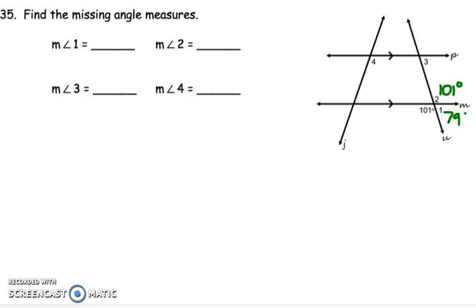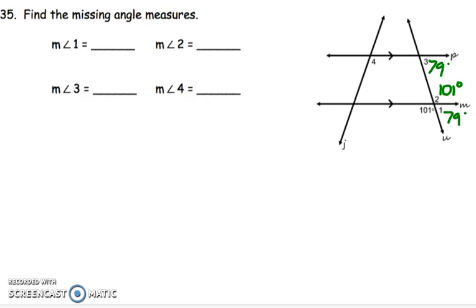Now angle 3, again we said that line P and line M are parallel. So we know that angle 1 and angle 3 are corresponding angles. So that's going to be 79 degrees. We could also say angle 2 and angle 3 are same side interior angles and they're supplementary, and take the 101 degrees, subtract it from 180, and you would get 79 degrees.